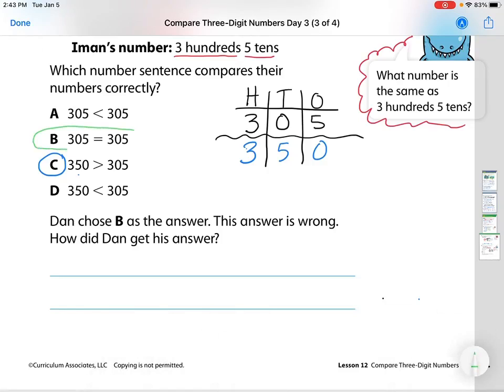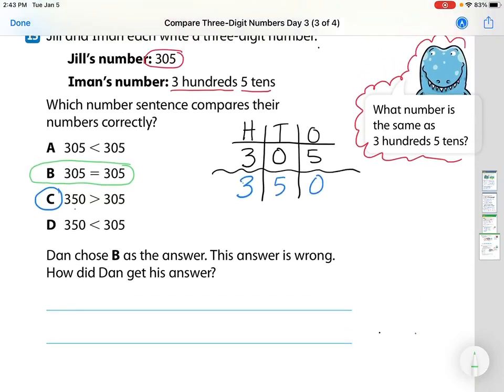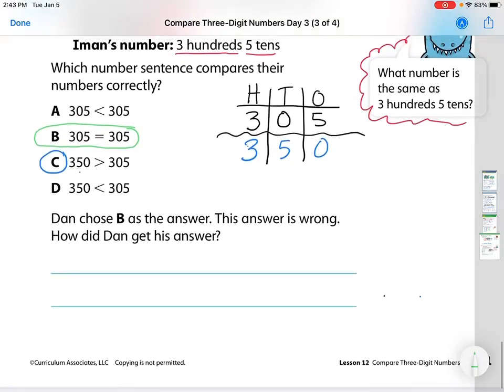Dan chose B, and B says 305 is equal to 305. So he thought both numbers were 305. So what did Dan do wrong? How did he get the answer wrong? Why does he think that Iman's number was 305 and not 300s and 5 tens? So you pause the video and think about that and write your answer out. How did he get that wrong? And then come back and see what I wrote and see how we compare. All right, pause the video.